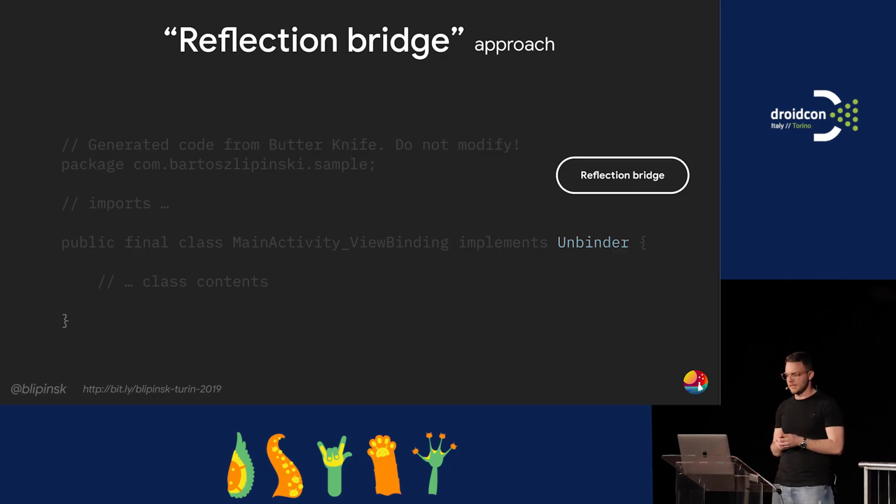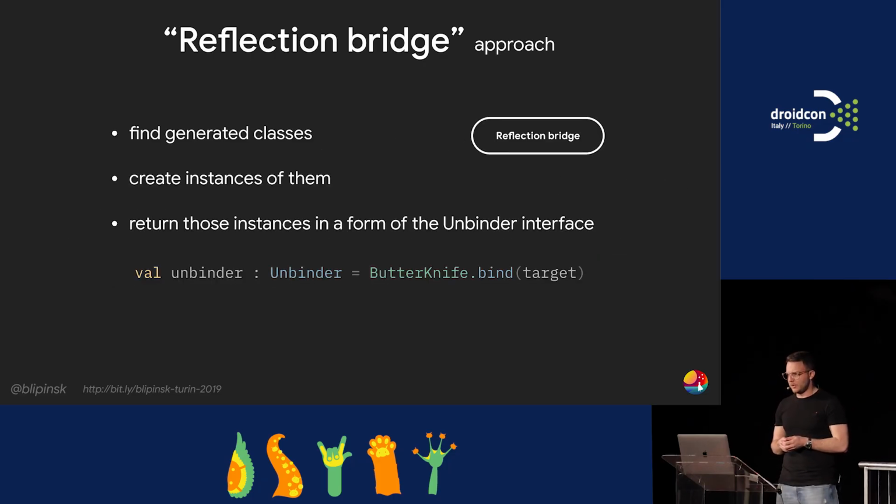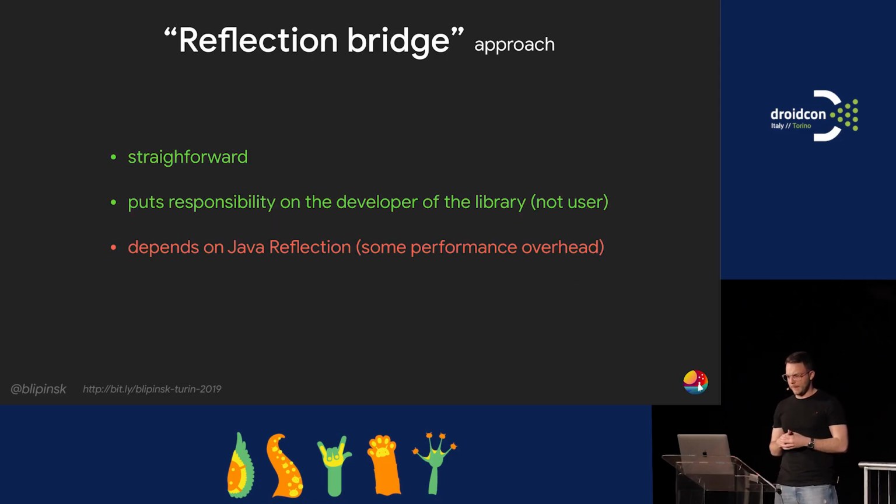So the reflection bridge, having this knowledge, can find generated classes, can create instances of them, and can return those instances in the form of an unbinder interface. Very simple, yet very sophisticated solution.